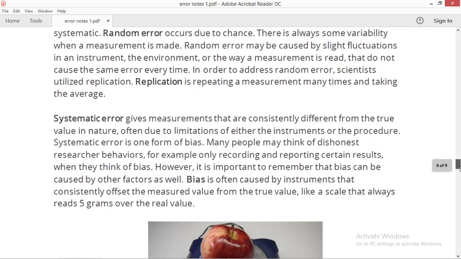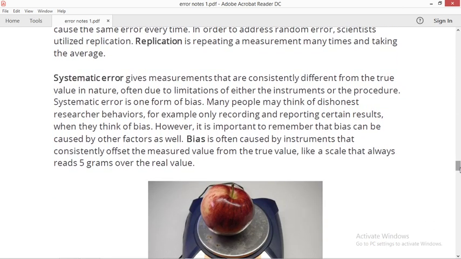Now let's talk about systematic error. Systematic error gives measurements that are consistently different from the true value in nature, often due to limitations of either the instruments or the procedure. Systematic error is one form of bias. Many people may think of dishonest research behaviors, for example, only recording and reporting certain results, when they think of bias. However, it is important to remember that bias can be caused by other factors as well. Bias is often caused by instruments that consistently offset the measured value from the true value, like a scale that always reads 5 grams over the true value.